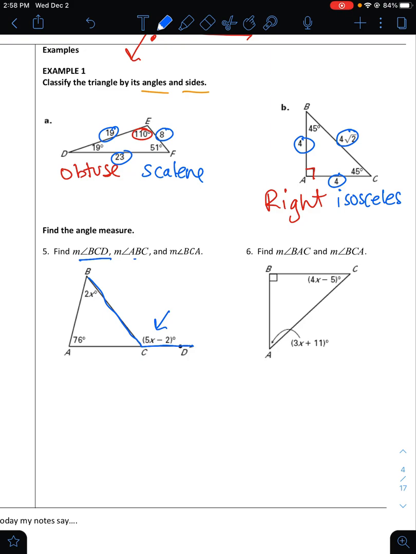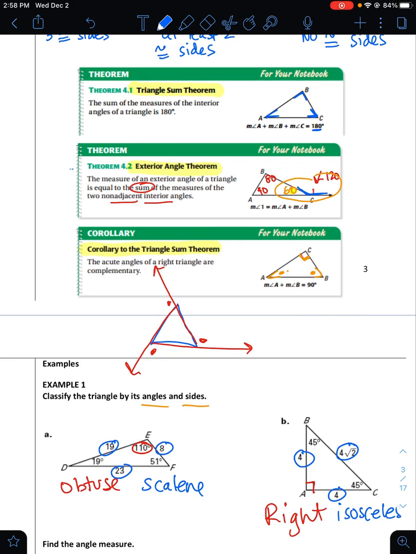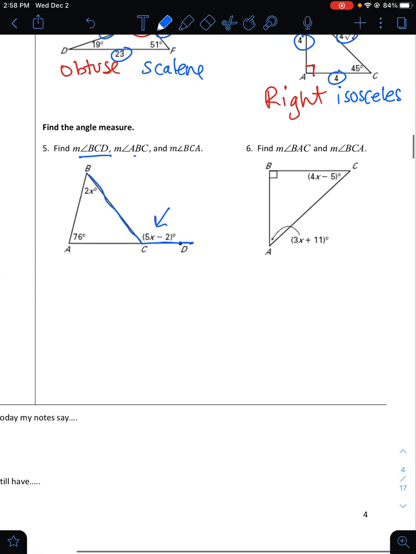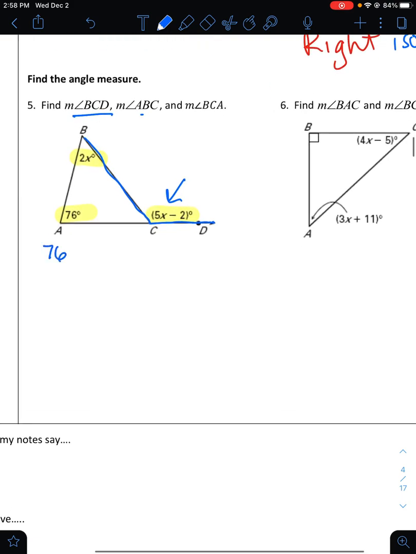So this is an exterior angle, so I'm going to use the exterior angles theorem. It says that the exterior angle is equal to the sum of the two non-adjacent interior angles. So I'm going to say 76 plus 2x is equal to 5x minus 2. Okay, that's the exterior angles theorem. From here we solve.